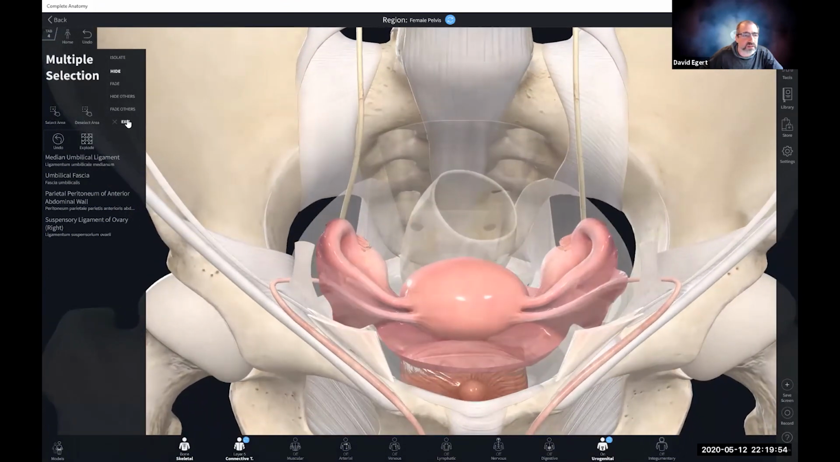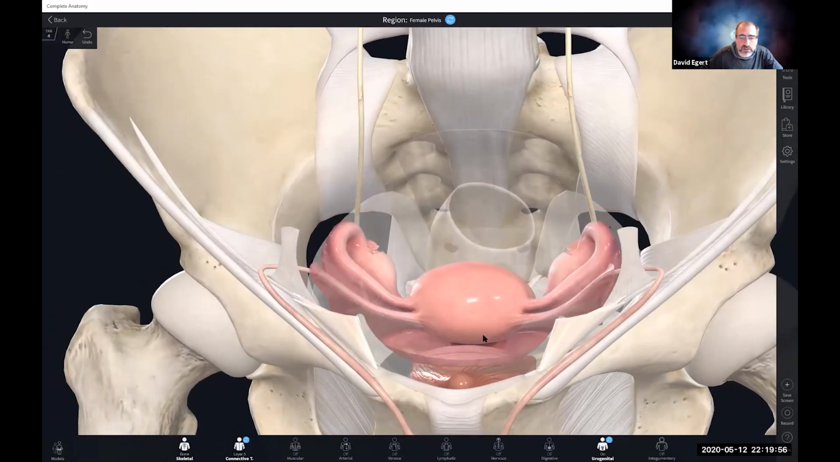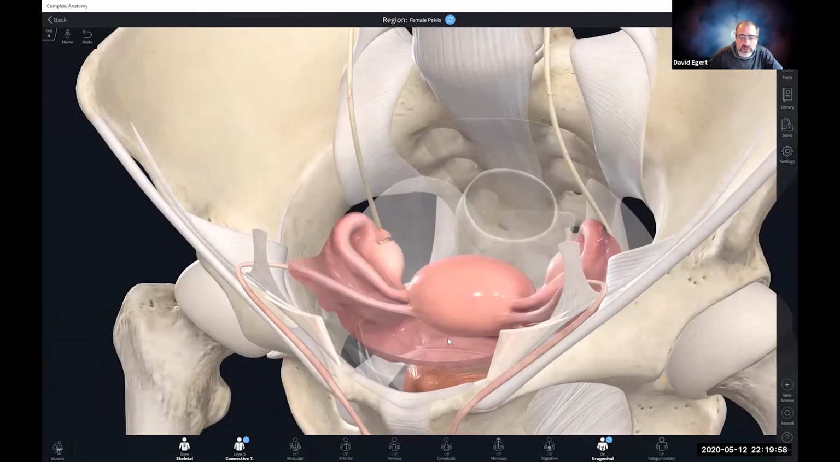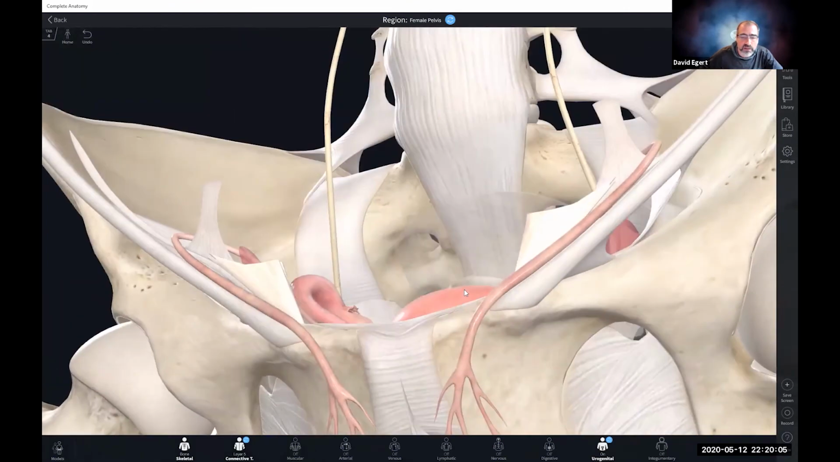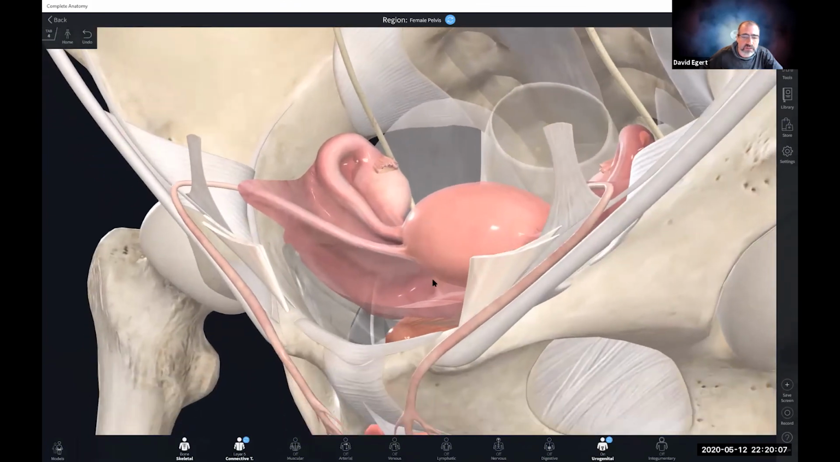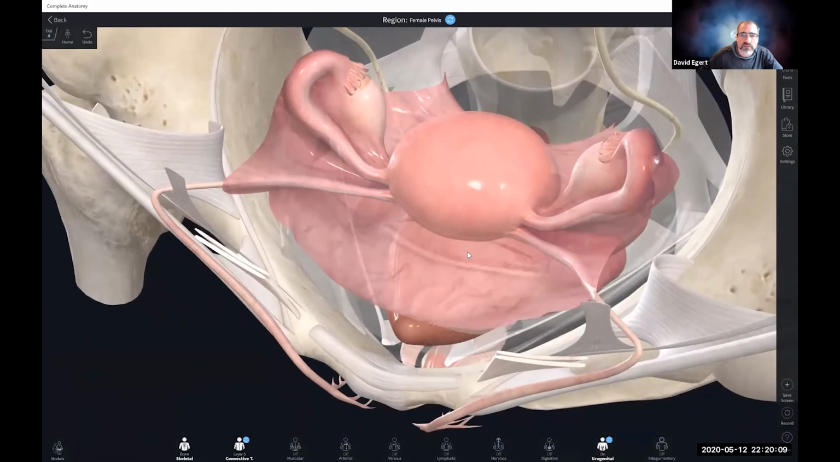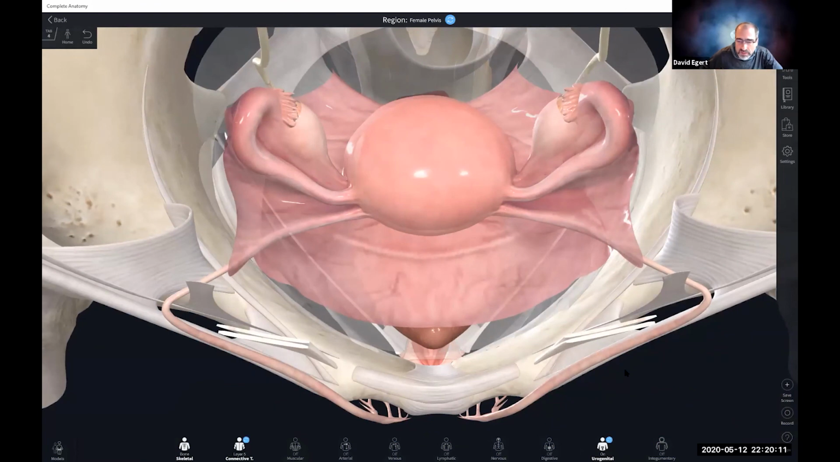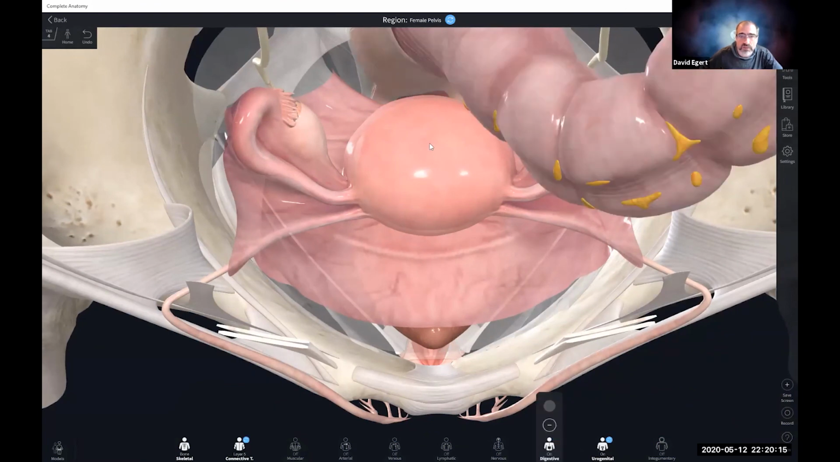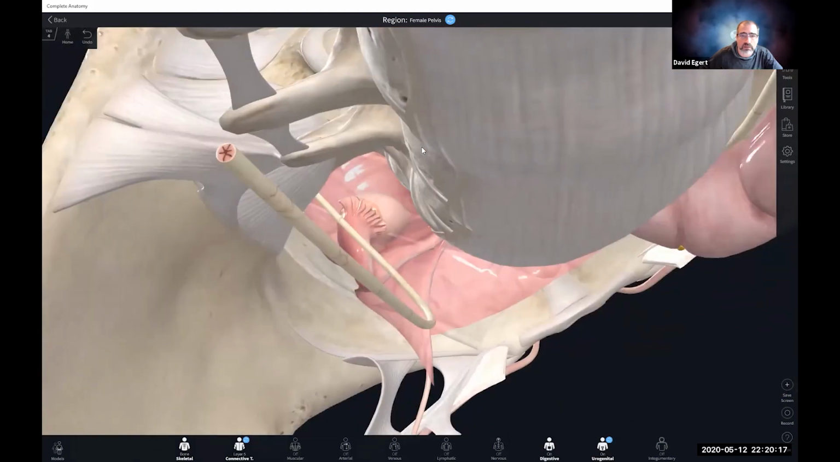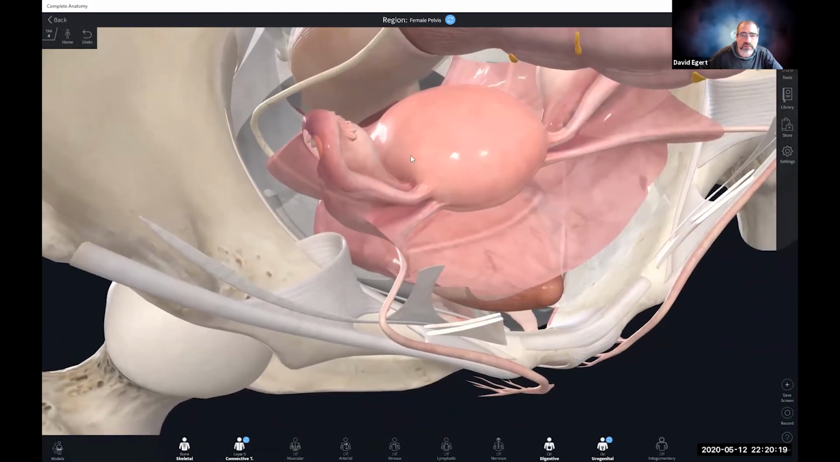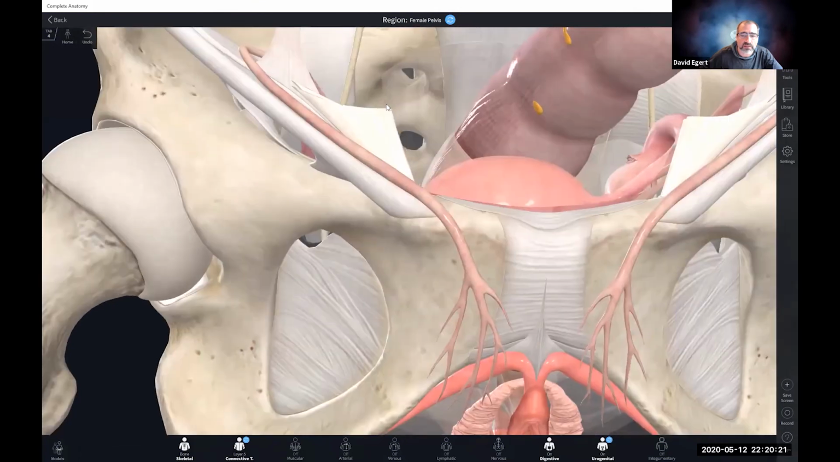Right, so if I look underneath in there, that's the vesicouterine pouch. There's the bladder. So between the bladder and the uterus is the vesicouterine pouch. If I go, let's add in the digestive tract. We've got the colon and the rectum there now. In fact, let's just slice this.